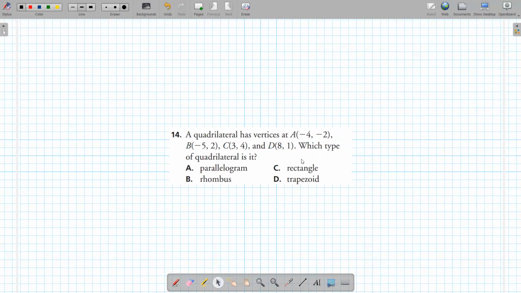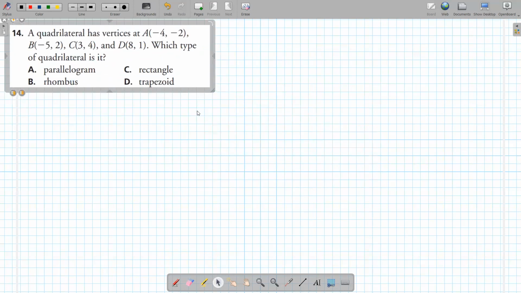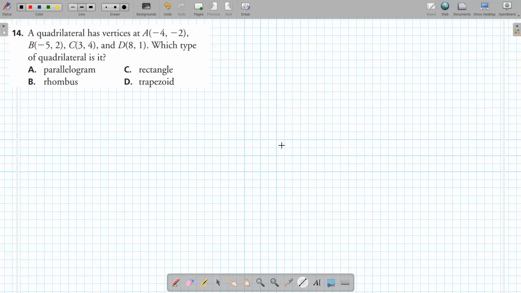Anytime they throw coordinates at you, just graph it. You'll get a good idea of what the answer should look like. You could get away with not graphing it, but because this is analytical geometry, you should probably graph it.